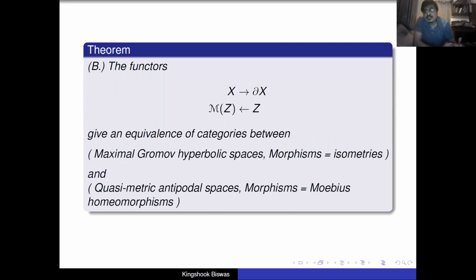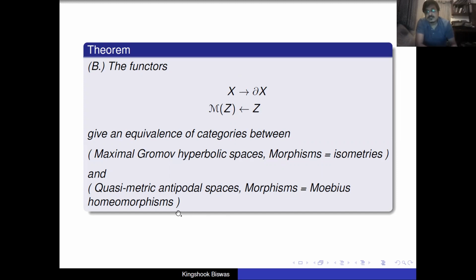And generalizing the theorem of Bair and Schroeder, which gave equivalence of categories between ultrametric spaces and trees, we have the following theorem, that the functors X goes to boundary X, and in the opposite direction, Z goes to M of Z, give an equivalence of categories between maximal Gromov hyperbolic spaces, where the morphisms are isometries, and quasi-metric antipodal spaces, where the morphisms are Moebius homeomorphisms.